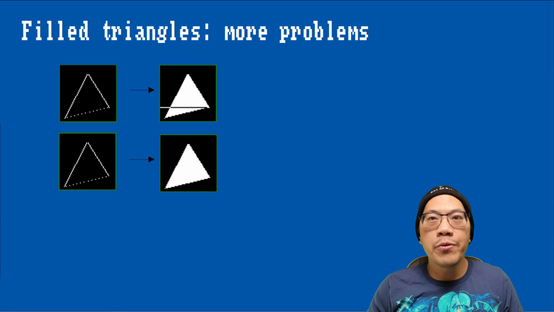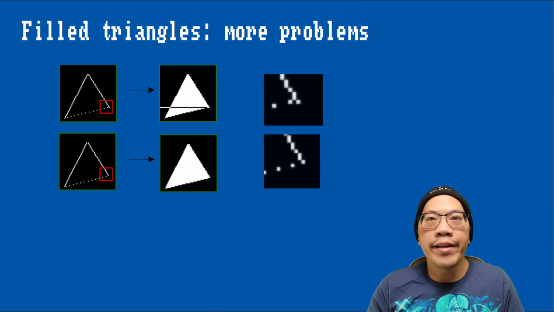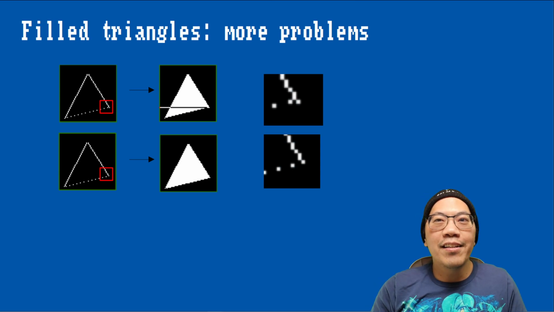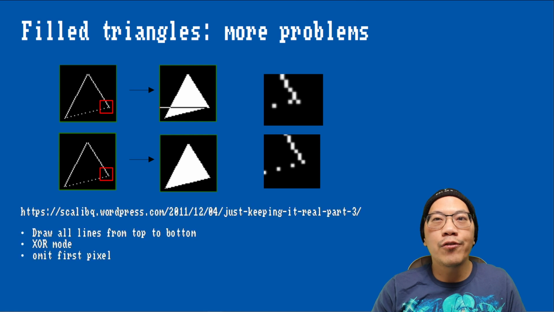There is another issue you will likely encounter. You see that in the first example. The triangle is filled incorrectly, while in the second example it looks like expected. That's because the first triangle has a rendering error that leads to one of the bottom line's pixel being on the same line as the endpoint. In the second outline, the bottom line was drawn in a different direction, so the problem did not occur. Here I have followed the recommendations from Scali's blog, which essentially say to always draw from top to bottom in XOR mode and to omit the first pixel.